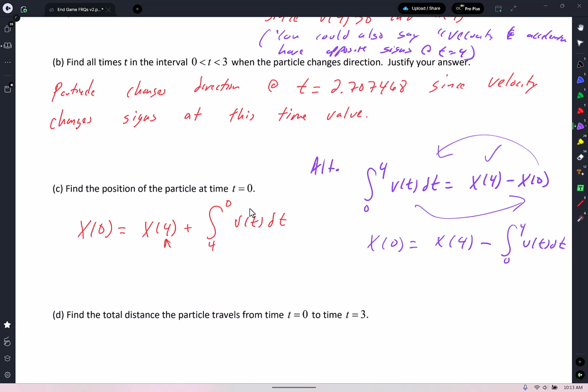How come this one has a plus and this one has a minus? Notice the limits. Notice the limits. I like this one in red better, guys, because to me, this is just automatic. The position given plus the displacement. But if you like the one in purple, that's fine. Does that make sense to you guys?